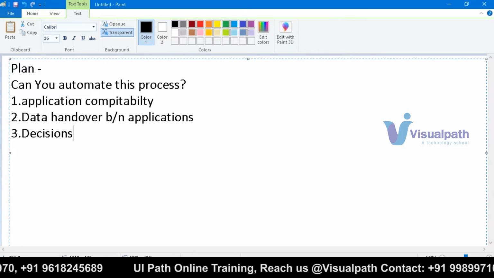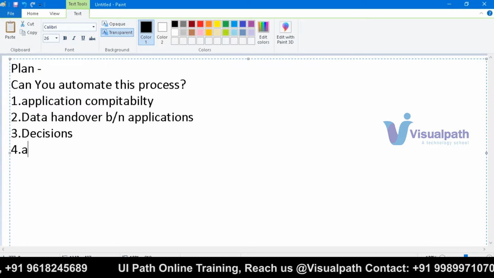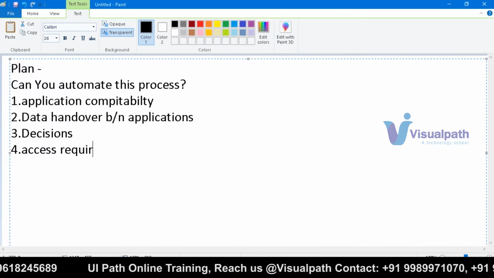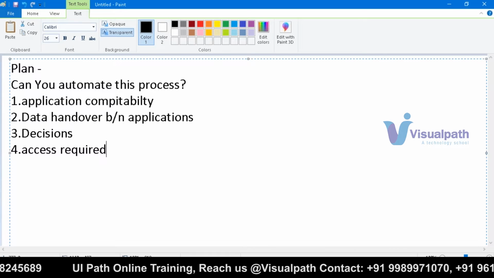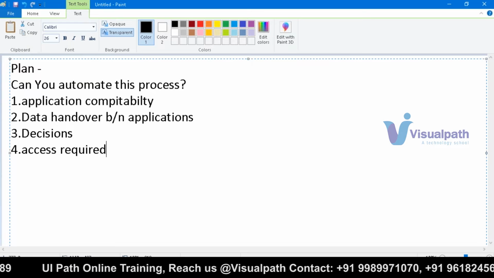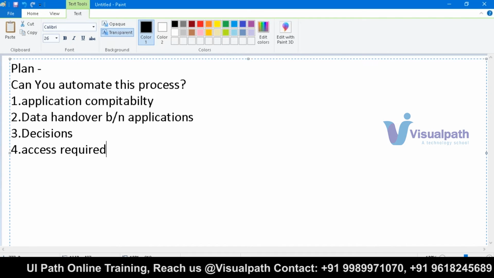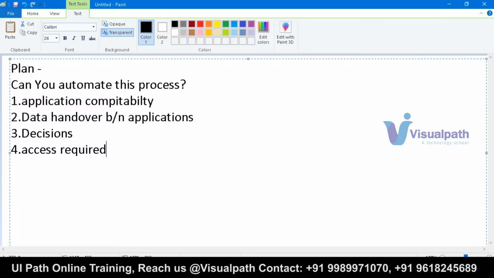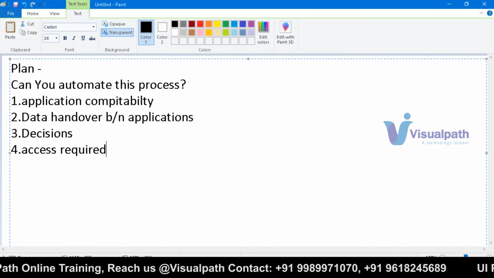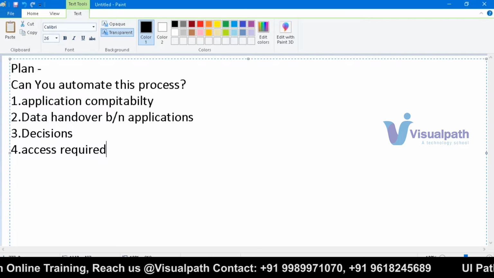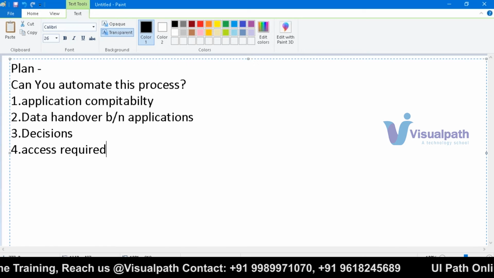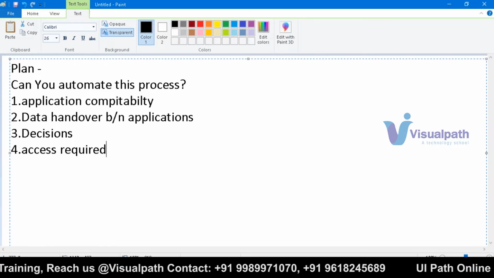And the fourth one, which I kind of missed, is accesses. What kind of accesses are required? Each application will have its own access, be it LDAP access, single sign-on, or enterprise access. Different kinds of accesses exist. Not all accesses can be provided to the bot, maybe because it can have PII, highly sensitive information, or the process could have high criticality. If the process is of high criticality, it should not be automated.